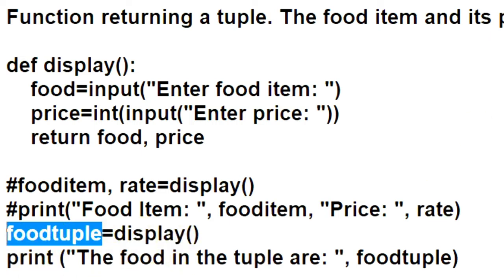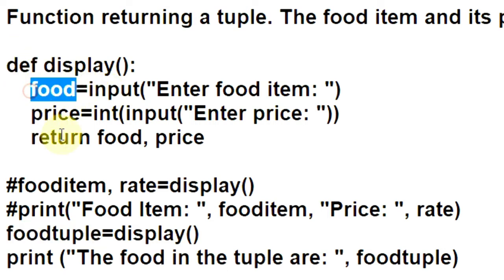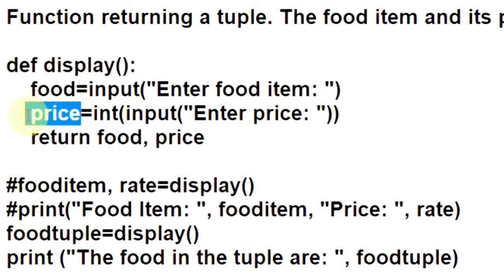So control will jump to the display function. It is asking you to enter a food item. Suppose I enter pizza. Input takes everything in the string format. So pizza in the string form will be assigned to this variable food, and the price. Suppose I enter 60. 60 again in string format will first be typecast to integer. This int is converting the string into an integer and will be assigned to this price variable. So the price is an integer variable.